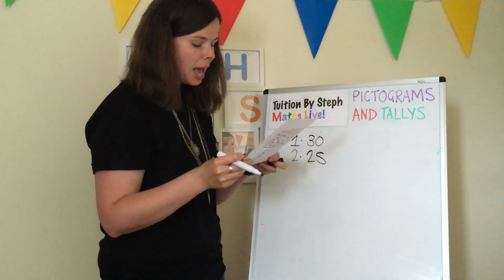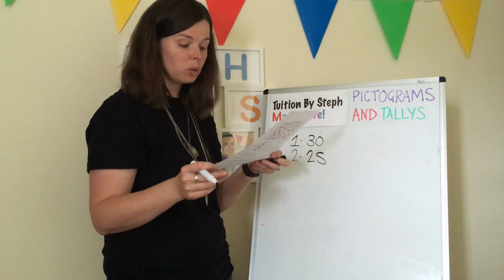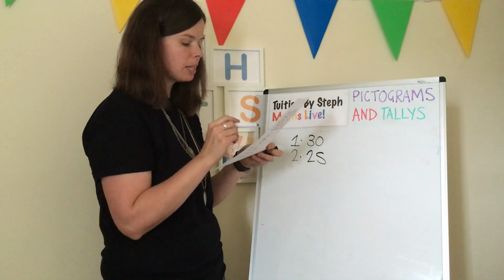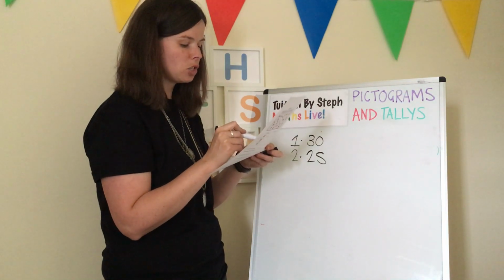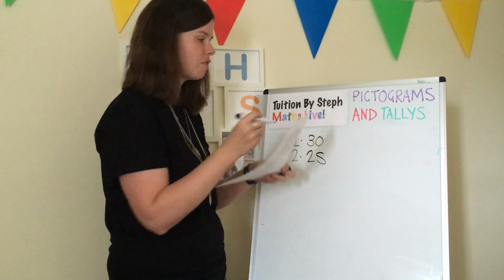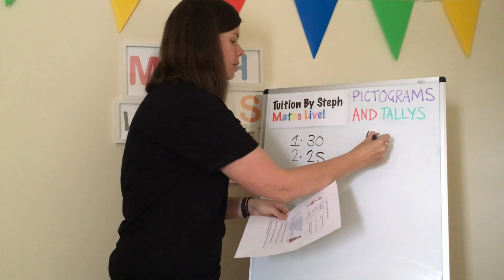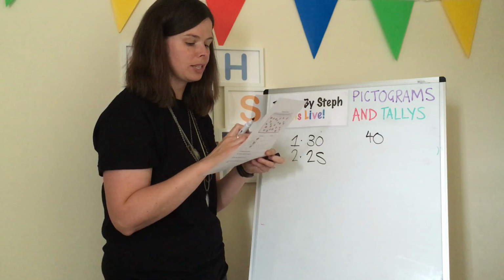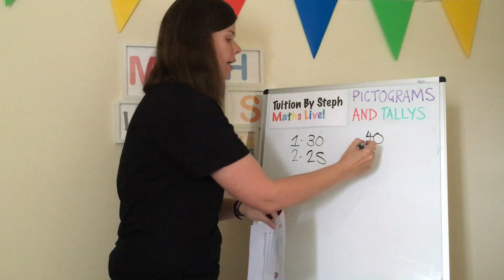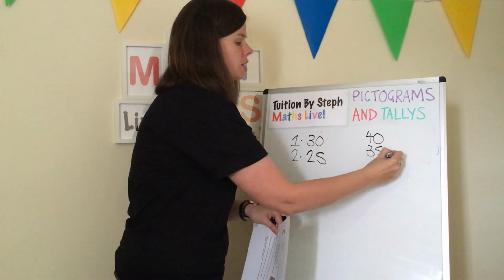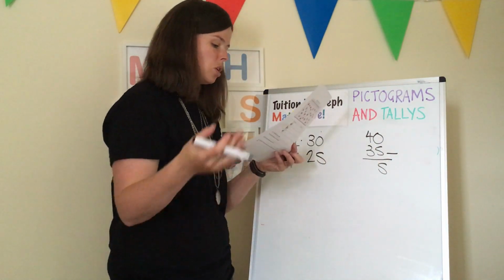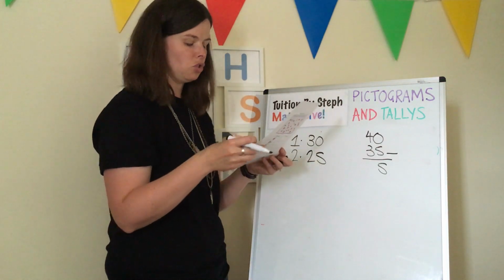Question 3, how many more people choose Spider-Man than Superman? Okay, so Spider-Man is 5, 10, 15, 20, 25, 30, 35, 40. And then Superman is 5, 10, 15, 20, 25, 30, 35. So the difference is 5. So 5 more people chose Spider-Man than Superman.